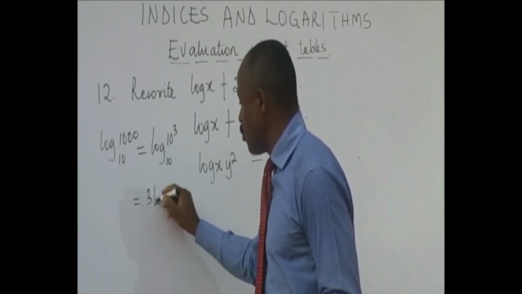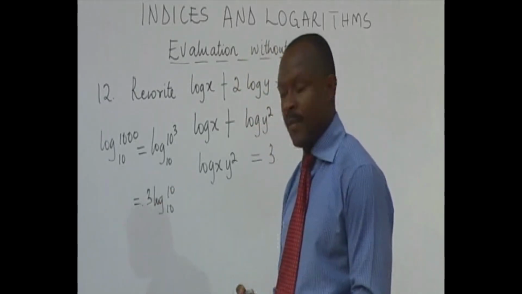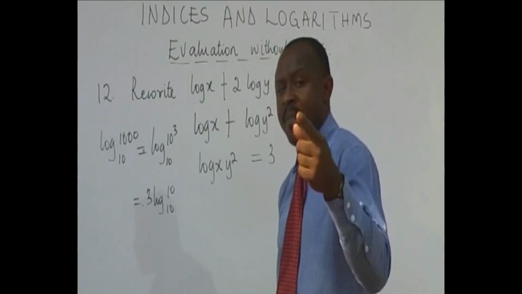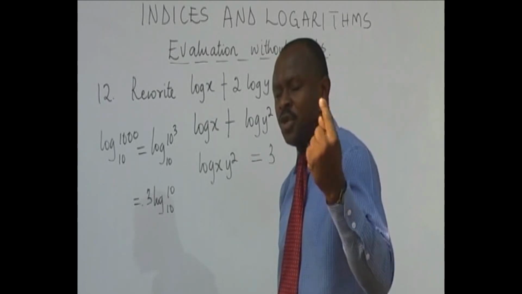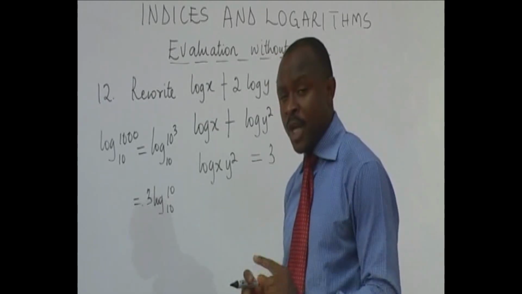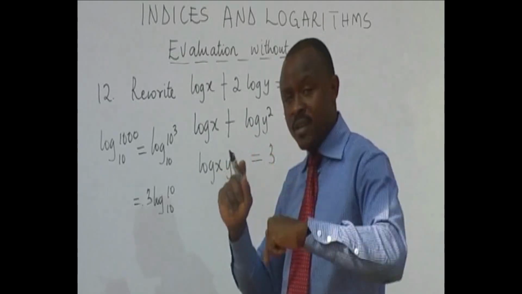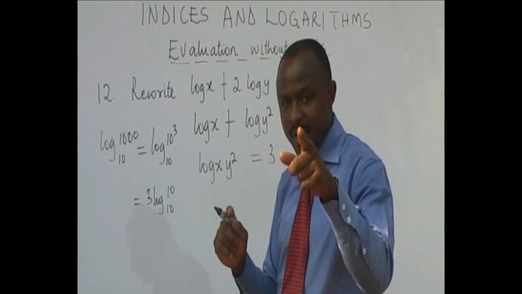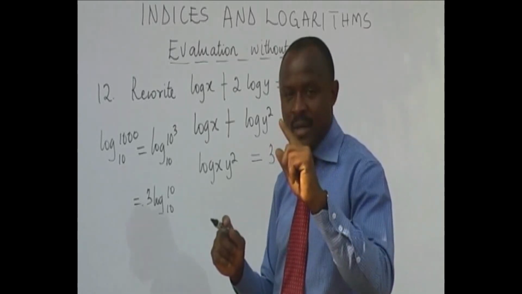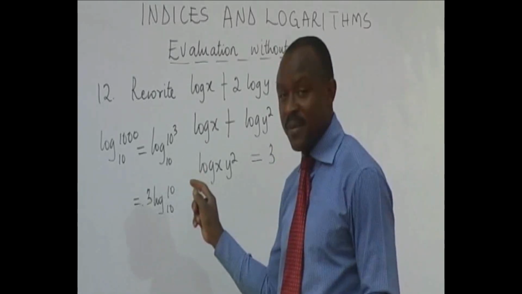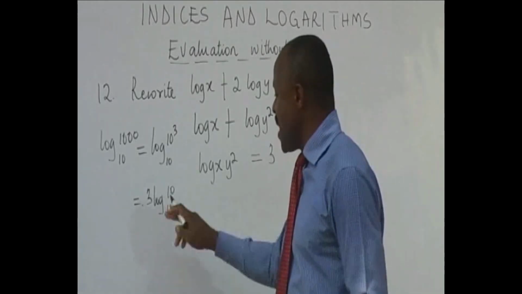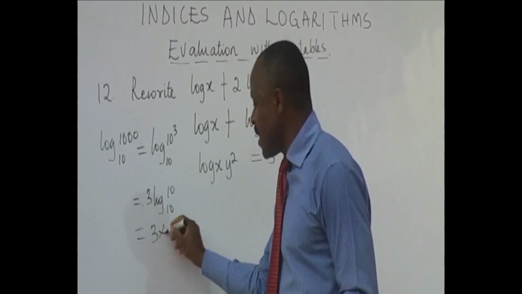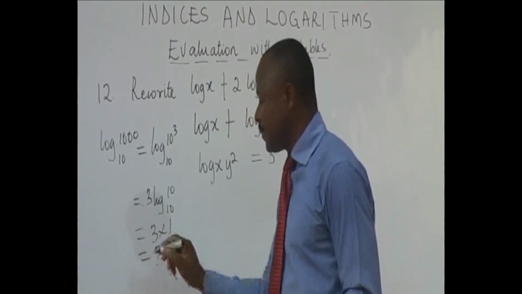3 log 10 to base 10. The log of any number, if you still remember what I told you, that should be an assumed fourth law of logarithms: the log of any number to the base of the number is 1. That means that log of 10 to base 10 is 1. And what you have here now is 3 times 1, which is 3.